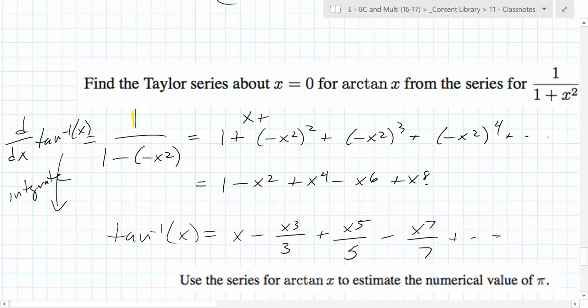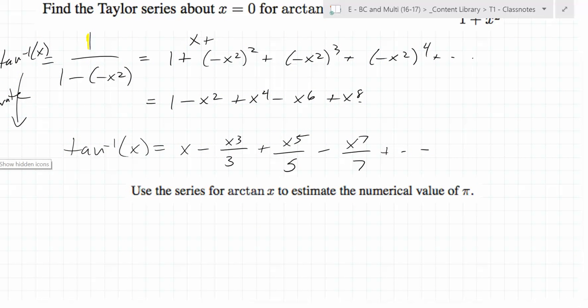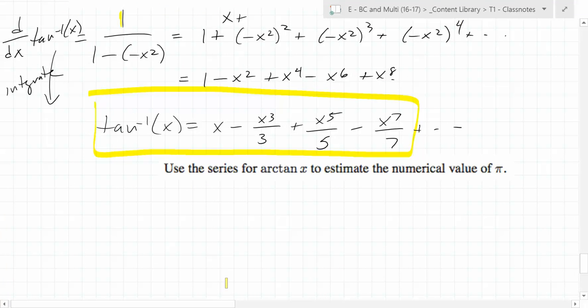Does that make sense? So what do you have in your toolbox? You massage it into something you know, substitute, and then you can also integrate or theoretically differentiate. So why is this helpful? It says use the series for arctan of x to determine the numeric value of pi. You want x to equal pi.